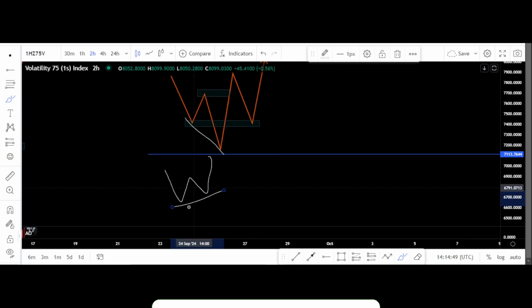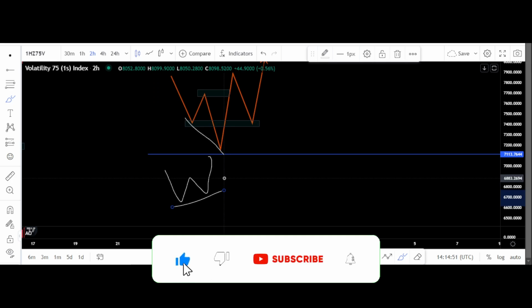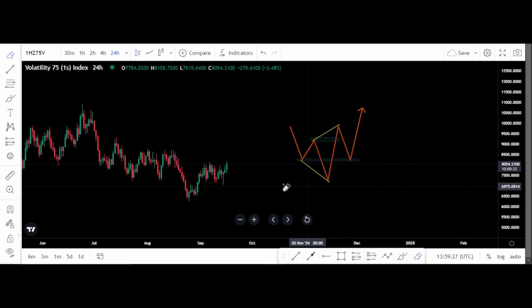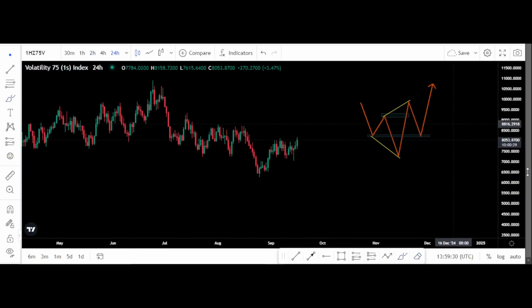Now, one thing about the awesome oscillator: if you've been trading for some time, you understand that indicators lag. One thing about this indicator is that it's a leading indicator. That means it gives you the signal before. This is one thing that makes this indicator very powerful. So let's look at this example. I'm going to use this Volatility 75 (1s) to show you an example.